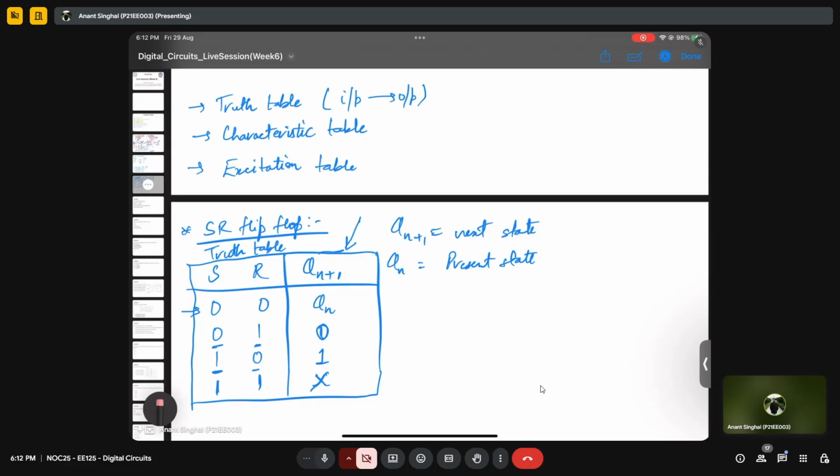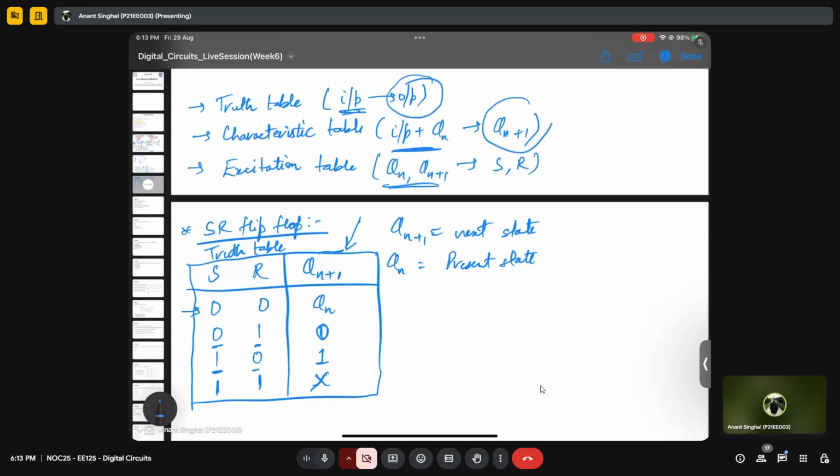Yeah, so the characteristic table has some input plus present state, and it gives the output as the next state. Then the excitation table has Q and the states as input, and SR, which are the inputs, as output. So this is basically the left hand side of the table, and this is basically the right hand side of the table.